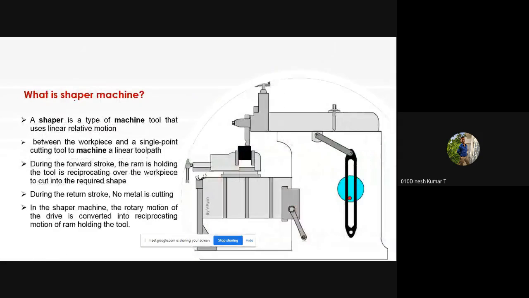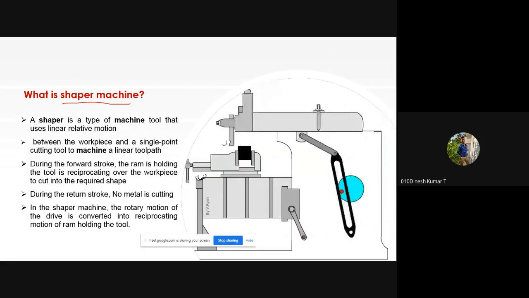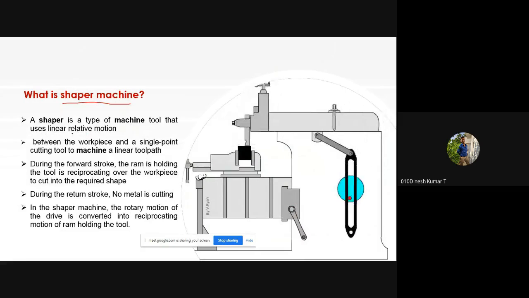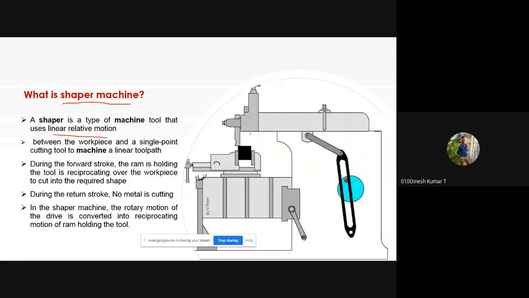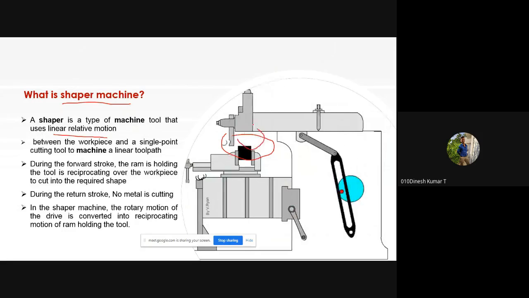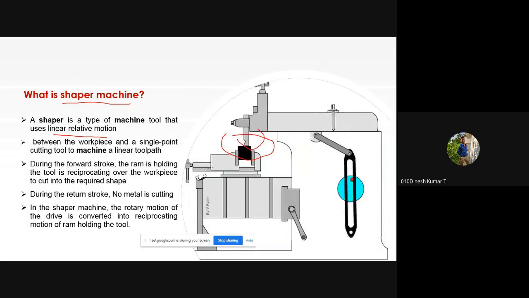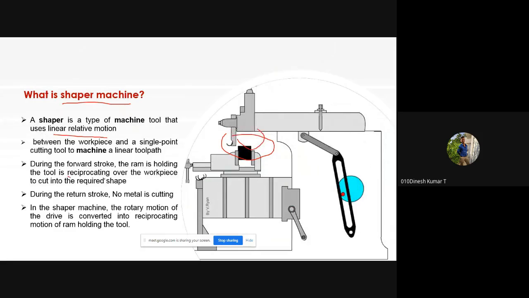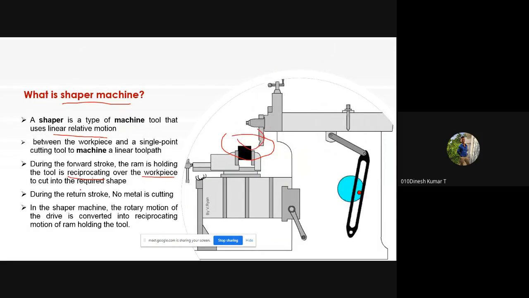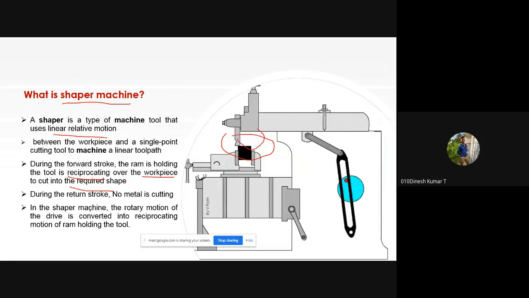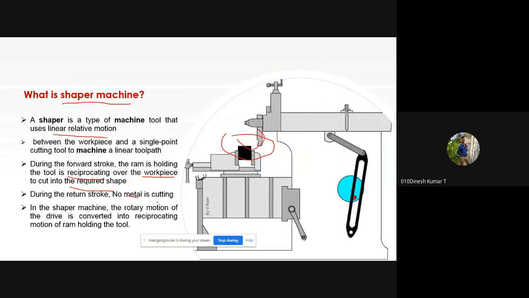Let's see what a shaper machine is. A shaper is a type of machine tool that uses linear relative motion between the tool and the workpiece. During the forward stroke, the ram holding the tool reciprocates over the workpiece to cut it into the required shape. During the return stroke, no metal is cut.